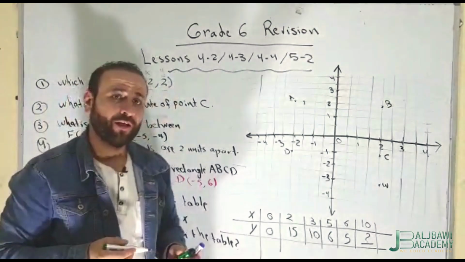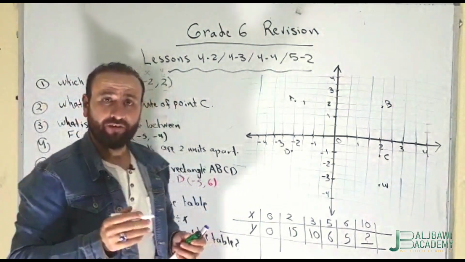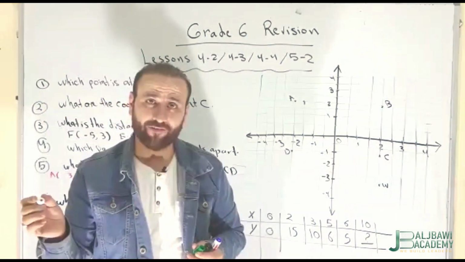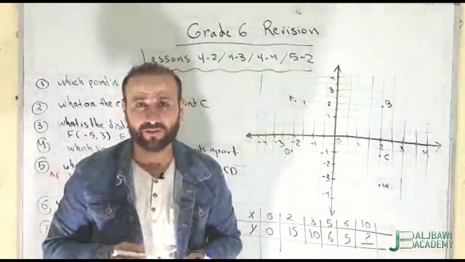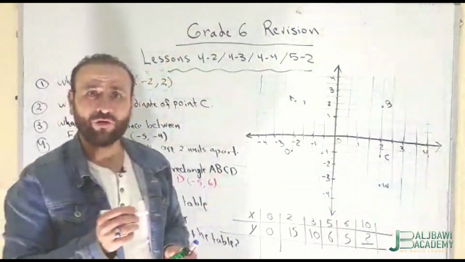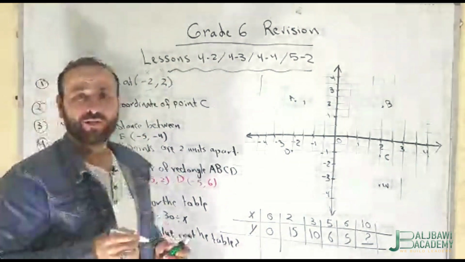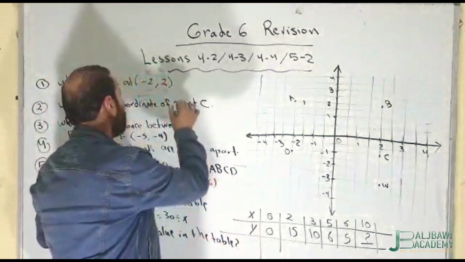As you know, the x coordinate takes us either right or left. If it is positive, we go right. If it is negative, we go left. So here the x coordinate is negative, so we go left. And the y coordinate is 2, so we go up.